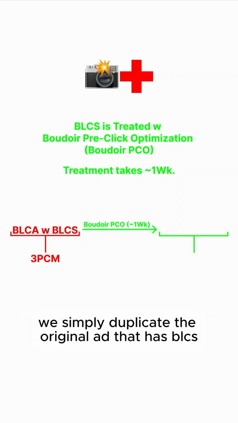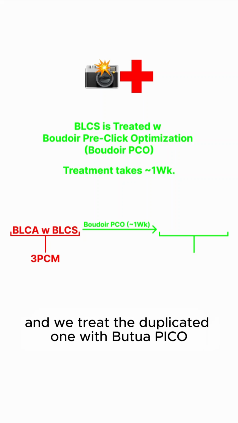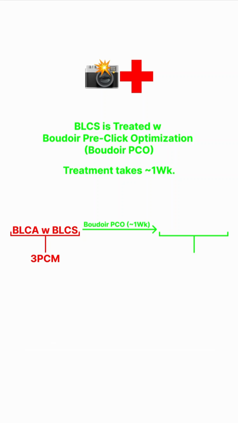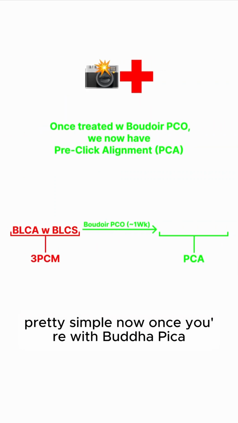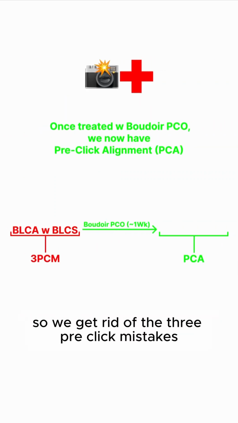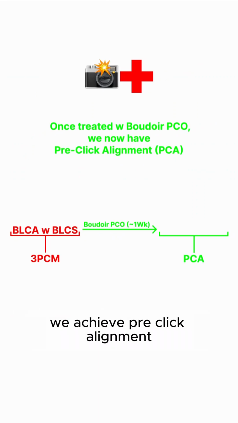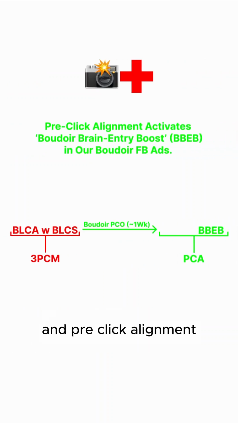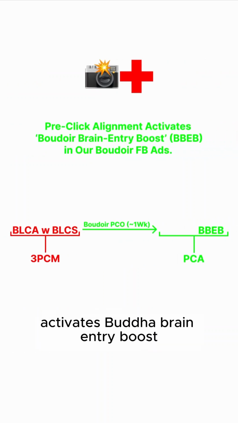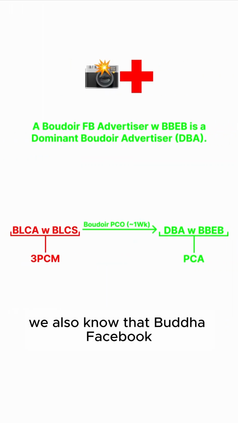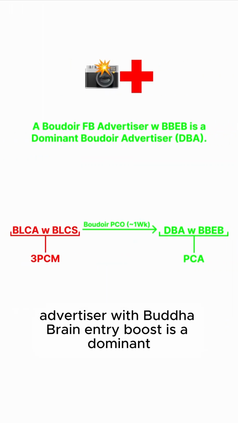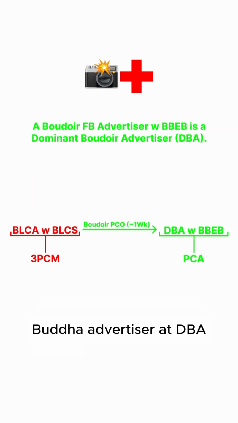We simply duplicate the original ad that has BLCS, and we treat the duplicated one with Boudoir Pico, run them in parallel, and keep whichever one running has the best metrics. Pretty simple. Now, once treated with Boudoir Pico, we now have pre-click alignment, PCA. So we get rid of the 3 pre-click mistakes. We achieve pre-click alignment. And pre-click alignment activates Boudoir brain entry boost in our Boudoir Facebook ads. Basically, we got our unique CTR all above 6%. We also know that a Boudoir Facebook advertiser with Boudoir brain entry boost is a dominant Boudoir advertiser, a DBA.